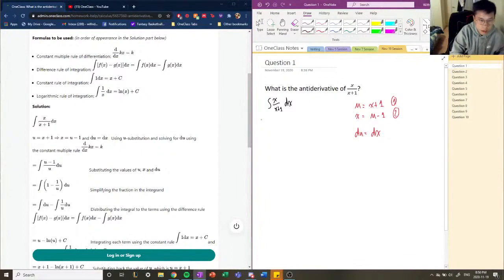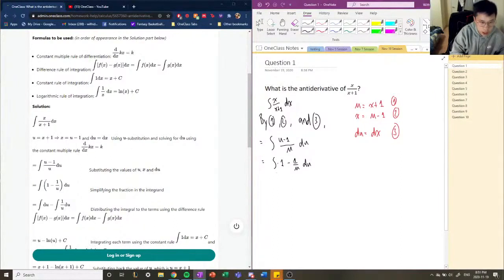Okay. But by using 1, 2, and I'll also name this 3. And 3, we can change our integral to equal the integral of u minus 1 divided by u du. Okay, so now we're integrating in terms of the variable u. So in this integral, we can break it up and we can simplify this fraction to be the integral of 1 minus 1 over u du.